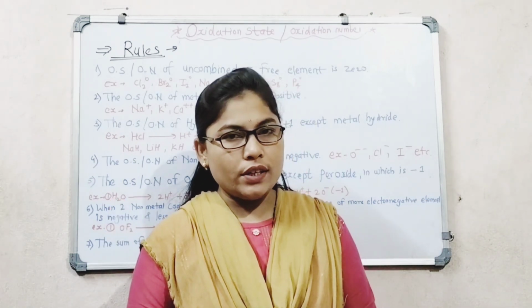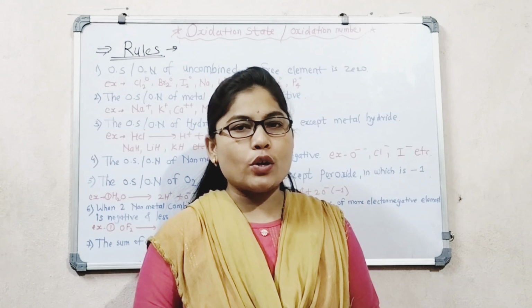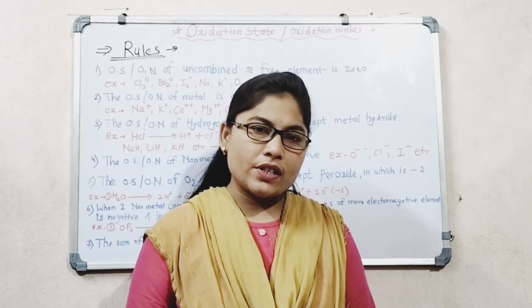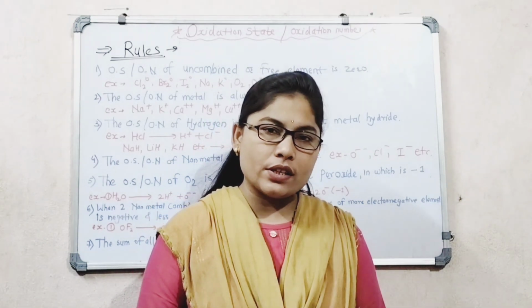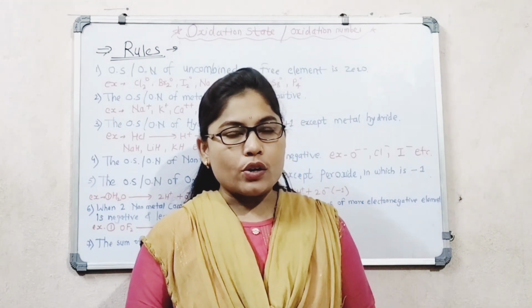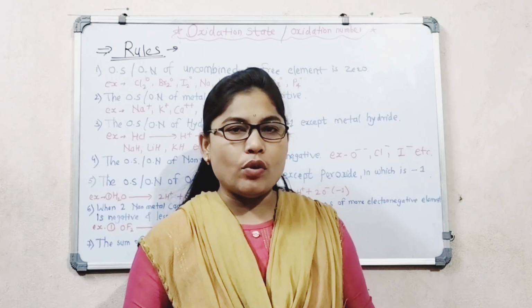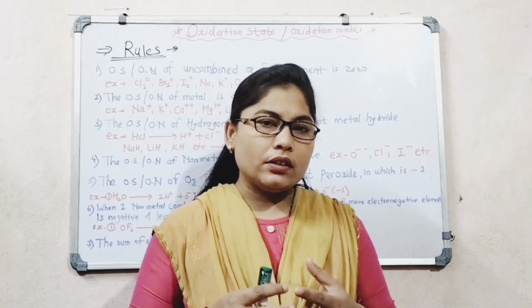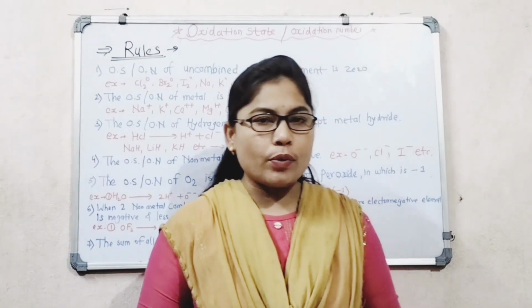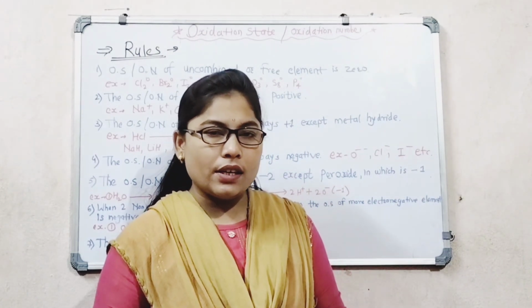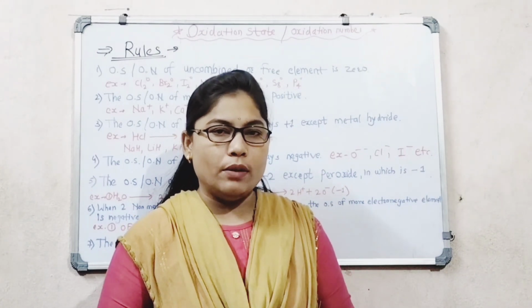Today we are going to see how to calculate oxidation number or oxidation state. But first of all, we see what is meant by oxidation state or oxidation number. Oxidation state means the sign of charge or the numerical value on the element. The term oxidation state is derived from the valency, and valency is the combining capacity of an element.